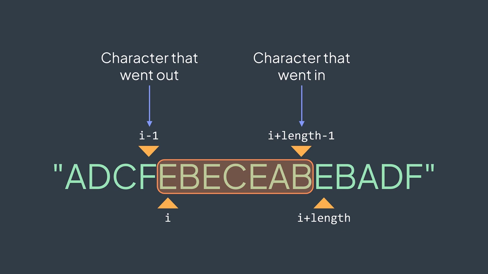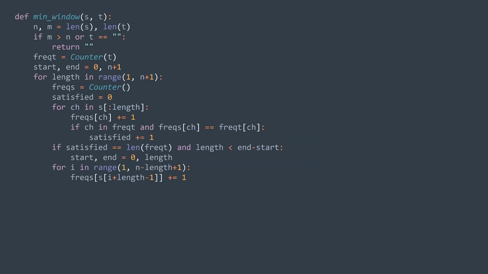The character that entered the window is at position I plus length minus 1, so we increment frecs of S of I plus length minus 1. Now if it's a character of T and its number of occurrences in the substring became equal to the number in T, it means that a new condition is satisfied. We write, if S of I plus length minus 1 in frec T and frecs of S of I plus length minus 1 is equal to frec T of S of I plus length minus 1, we increment satisfied.